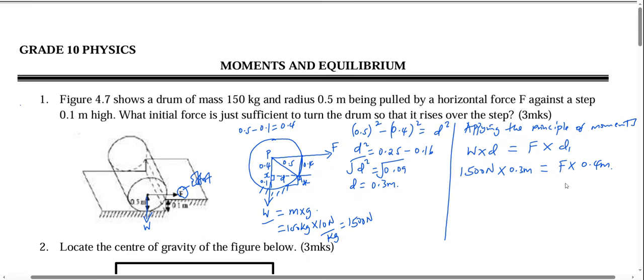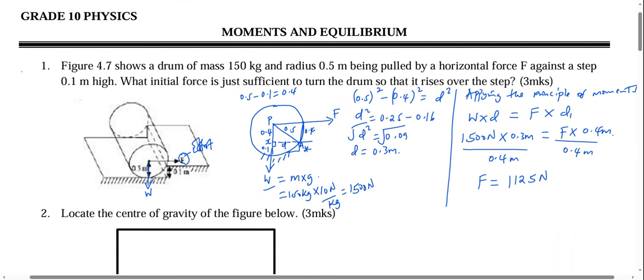Now, for us to be able to get F, we divide both sides of the equation by 0.4 meter, giving us F as 1125 Newton. The SI unit for force is Newton. Therefore, consider that. Let's move to question number 2.